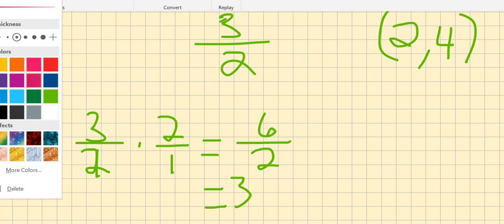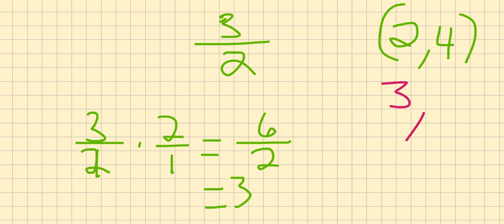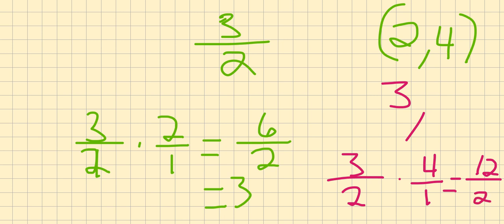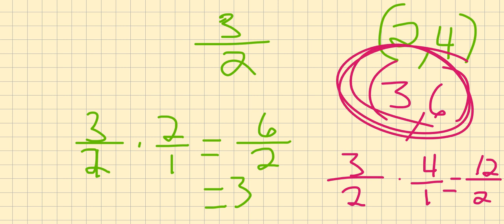Be patient. 3 over 2 times 2 over 1. Now we're going to do 3 over 2 multiplied by 4 over 1. This is going to give you 12 over 2. You're going to multiply straight across. 12 over 2 is 6. 3/2. If the number on top is bigger than the number on bottom, you're getting bigger. Okay? All right, that's it. Multiply each ordered pair by the scale factor.